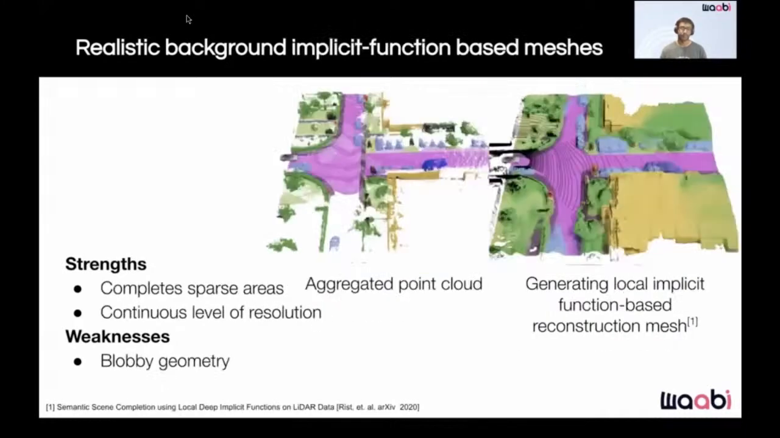One line of work that tries to complete the missing areas is to represent the background scene as a set of neural implicit functions. It builds on recent work from surface reconstruction methods like DeepSDF and deploys them locally to represent the scene. Applying marching cubes at the desired resolution extracts the final mesh asset. This approach completes the missing areas and can have high resolution, but so far, the results show that the final scenes can still have blobby geometry and artifacts.